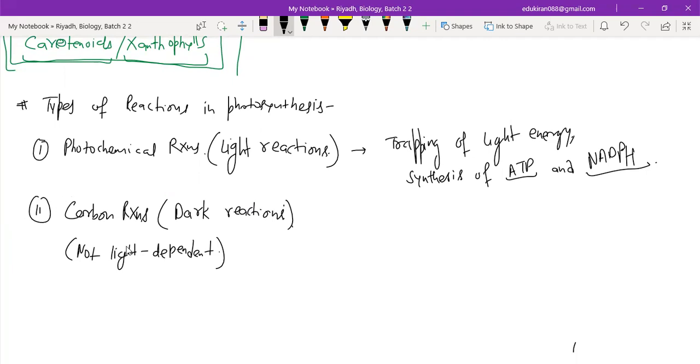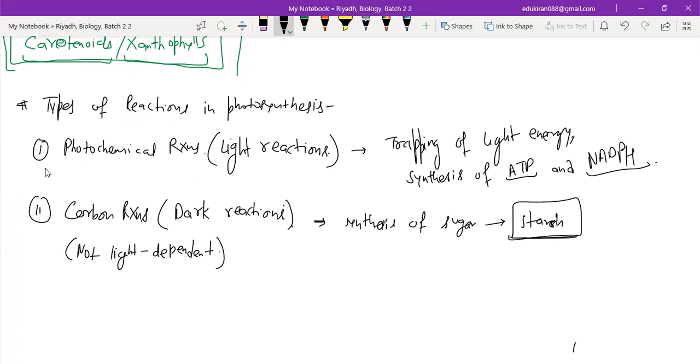Yes, sir. Now write down for the second type, which are carbon reactions. These reactions synthesize sugar. These reactions synthesize sugar, which in turn forms starch. So synthesis of sugar, which is glucose, which in turn forms starch, the stored form of sugar.